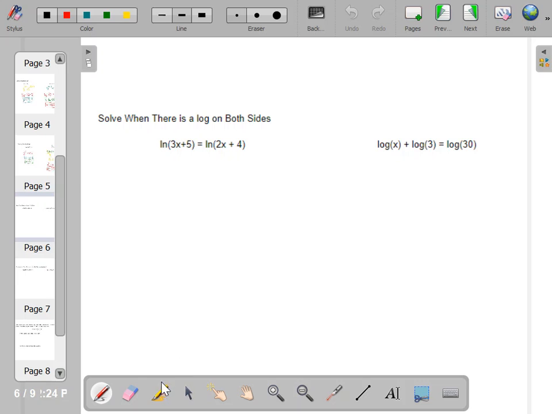Solve when there's a log on both sides. These are actually the easiest problems because you're taking the natural log of these 2 arguments. That means the arguments, the thing that's inside the log, these have to be equal. So when you subtract 2x, you just get x, and when you subtract 5, you get negative 1. So you move all your x's to the left side, you move everything else to the other, and you get x equals negative 1.